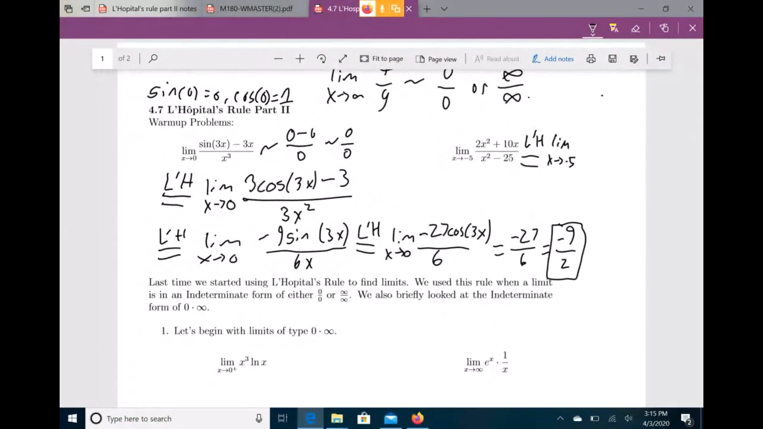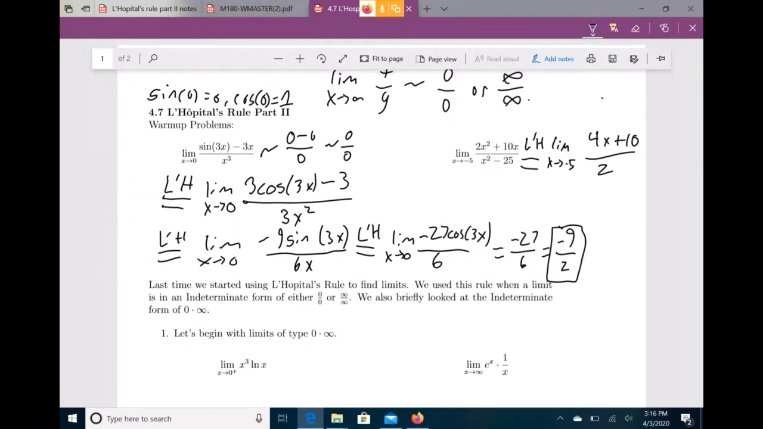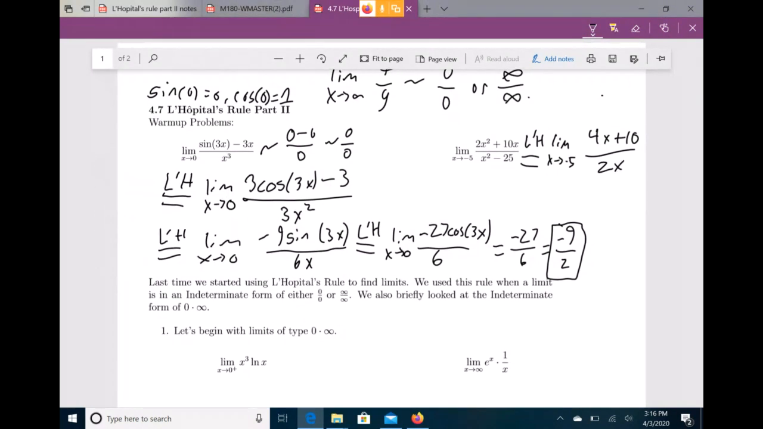Okay, so what is the derivative of the numerator? 4x plus 10, good. And the denominator? Just 2x, exactly. Okay, perfect. So now this is pretty straightforward.